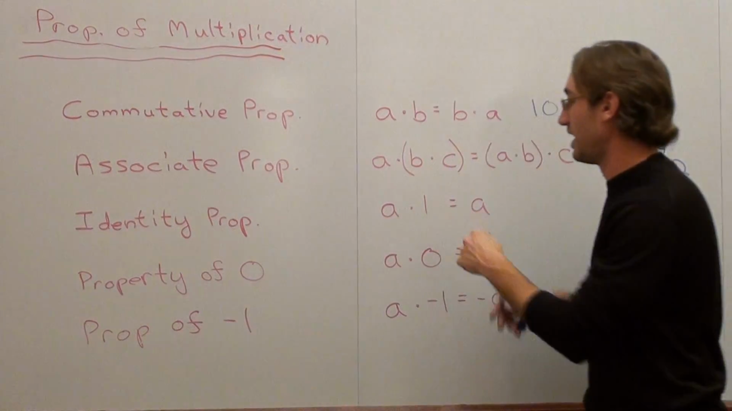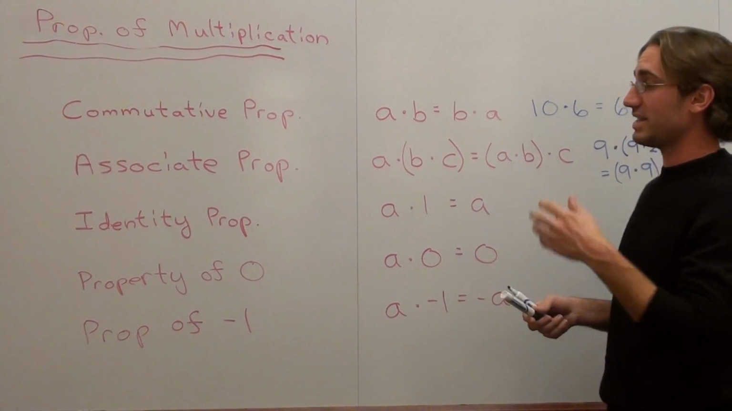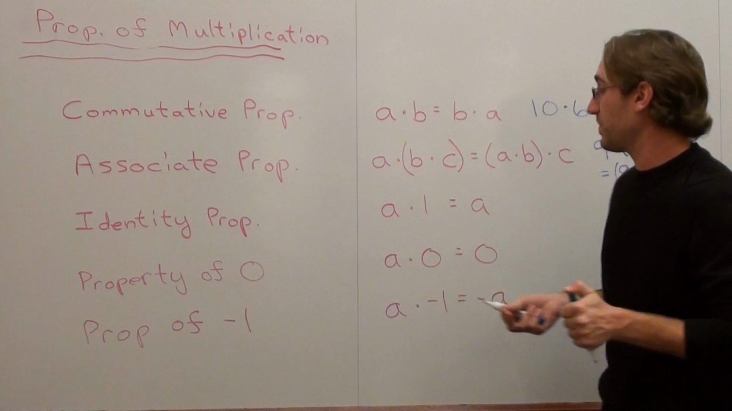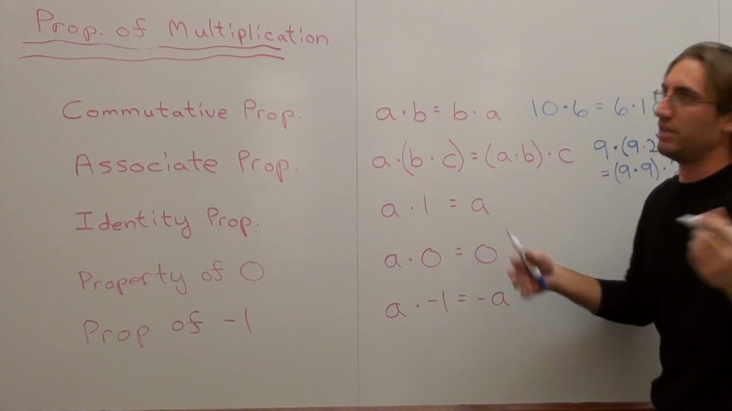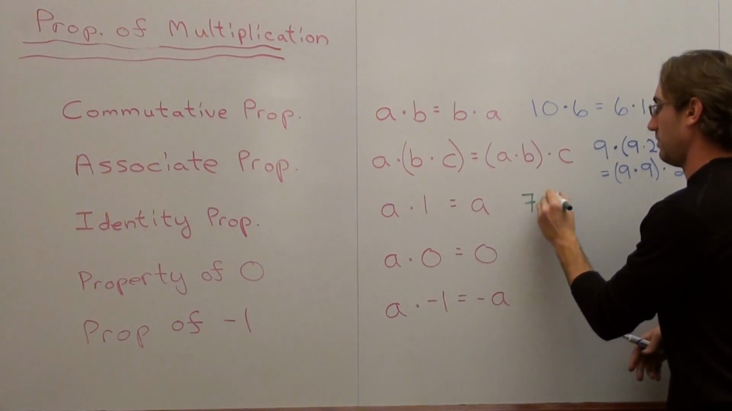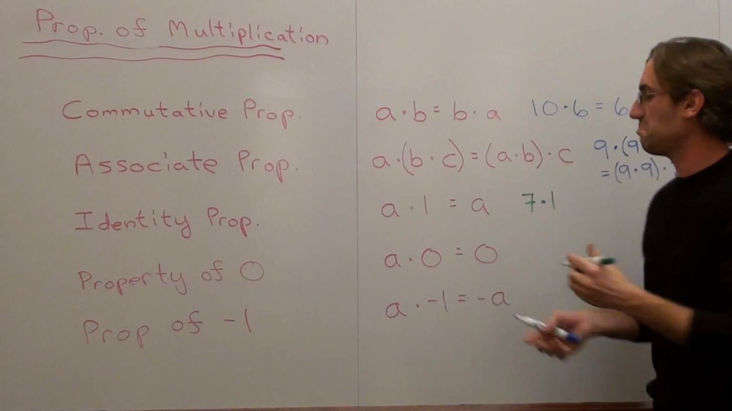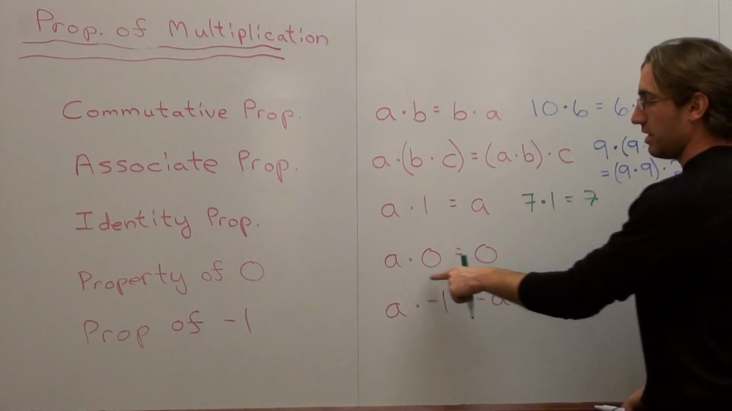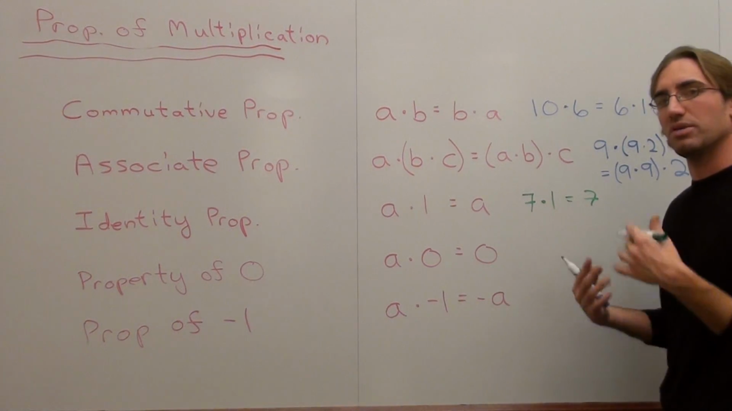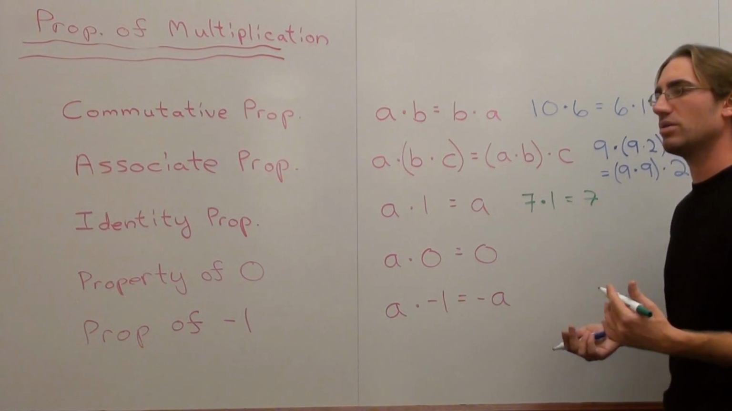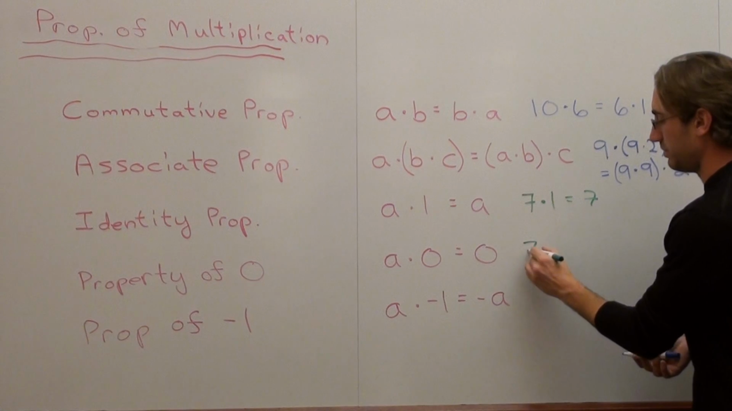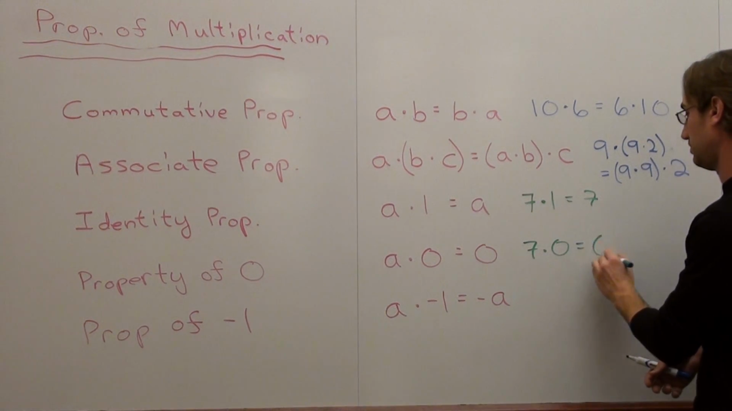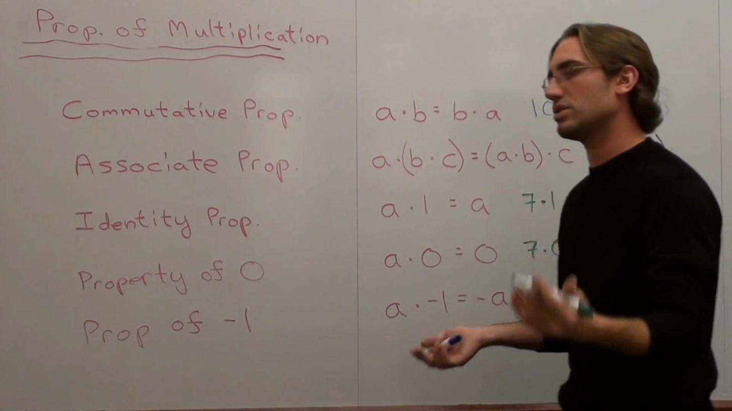Next one I have is a times 1 equals a. And basically that's the identity property in multiplication. And all that means is this. If I take the number 7 and I multiply it by 1, answer is 7. That's it. The zero property, or the property of 0 in multiplication, means if I multiply by 0, my answer is 0. 7 times 0 is 0. Anything times 0 is 0.